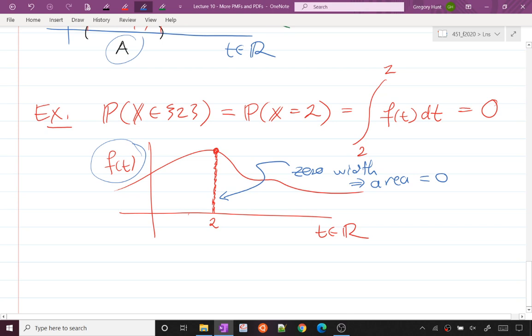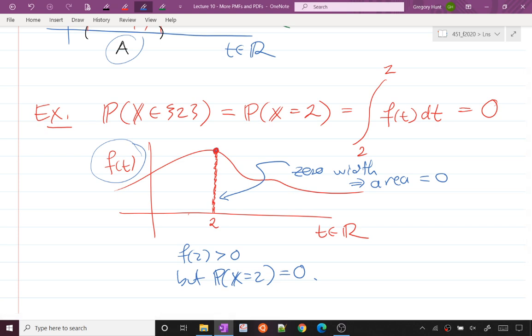Yet this function is still non-zero at this point. This f of t at 2: f of 2 is greater than 0, but the probability that x is equal to 2 is 0. So the density function tries to play the continuous role of the mass function, but it's not quite as nice in some ways. It's nicer in other ways.